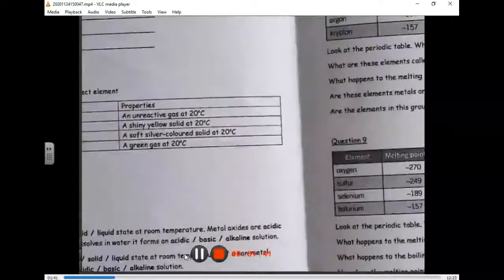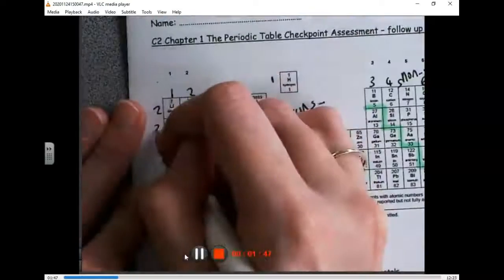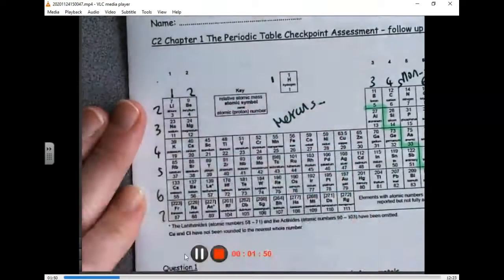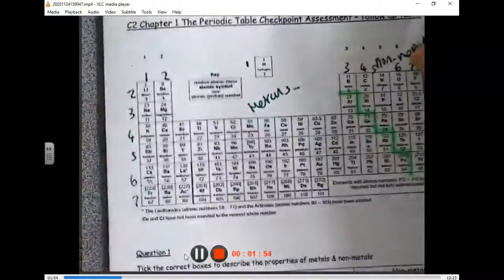Then it says label periods 1, 2, 3, 4, 5, 6, and 7. So hydrogen is period 1, then 2, 3, 4, 5, 6, and 7. Okay, so you've got to remember the hydrogen is at the top on its own.